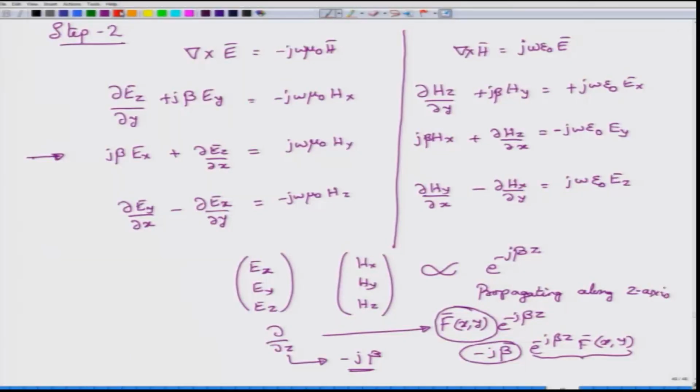Now, we get to the interesting part. I look at this equation and pair it up with this second equation that I have. What is the meaning of pairing up? I look at this expression on the left hand side and express Hx in terms of the left hand side expression. That is, I am going to invert this left hand and right hand convention, and when I do that, I can write Hx as 1 by minus j omega mu naught times del Ez by del y plus j beta Ey, correct.